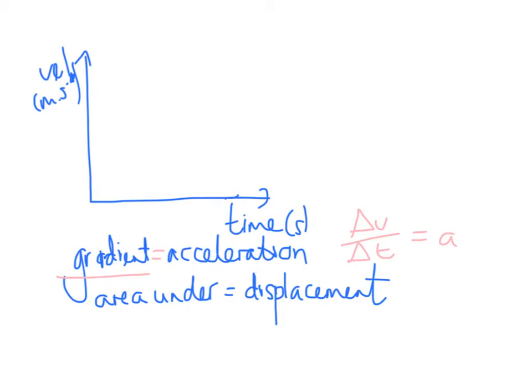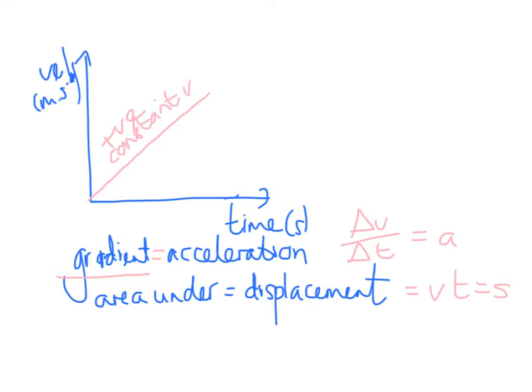Let's think about area. Area is going to be length times breadth, so it's going to be equal to velocity times time, and velocity times time is equal to displacement. So that makes sense. Let's see what we're going to have in terms of the gradient of this graph. If my acceleration is constant, I am going to land up with a positive acceleration, which will look like that. Positive, constant acceleration.